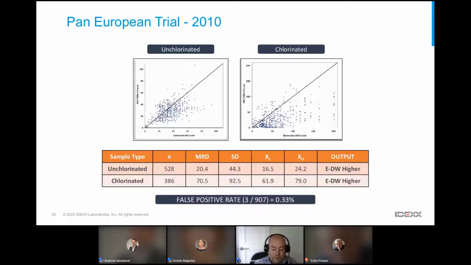However, for the chlorinated samples, the performance of Enterolert DW appears to be superior. The method appears more sensitive and is detecting more Enterococci than the reference method, and you can see that a lot of the data is skewed to the right of the line of equivalence.